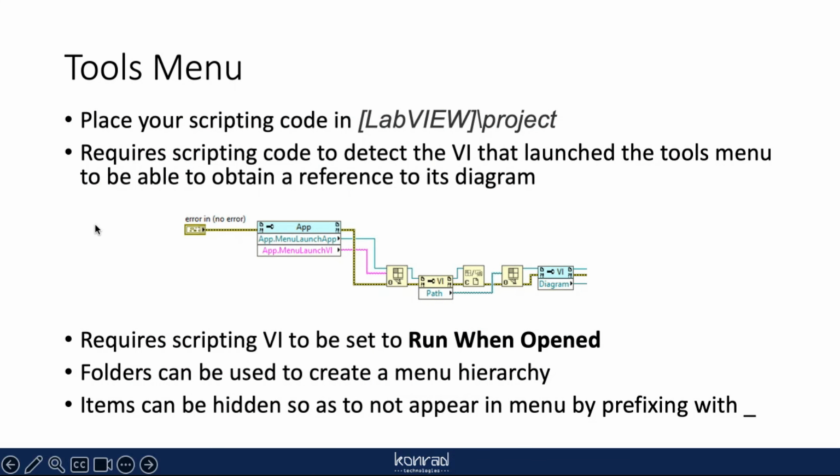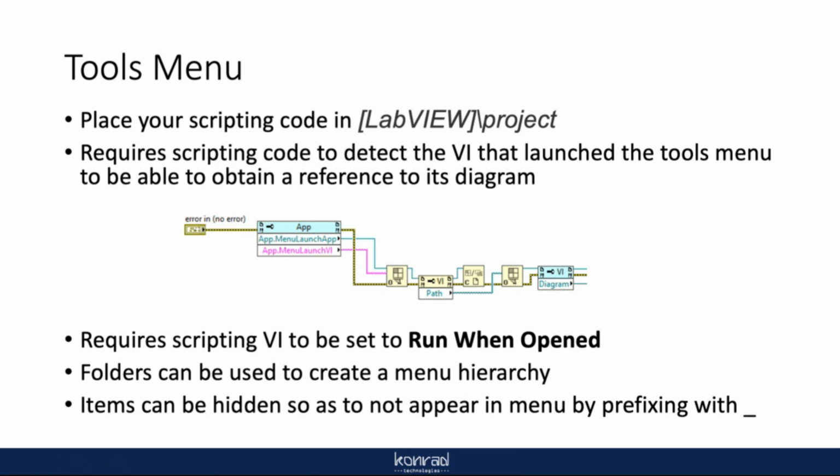In order to do this, we take our scripting code, in this case our code that's setting the alternate gray and white color for our block diagram, and we simply put that VI in the LabVIEW project directory on disk. A slight difference is that we need some scripting code. Again, we need to write a little bit of code to detect the VI that launched the tools menu if the tool that we're actually building affects VIs.